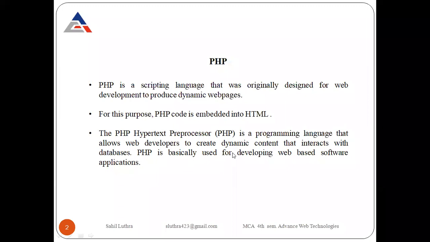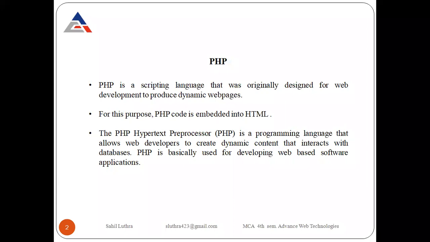After that, PHP is basically used for developing web-based software applications. With the help of PHP, you can develop web-based software or any type of application or any type of website. PHP is very popular as compared to other languages. So the future of PHP is very vast. If we talk about the history of PHP, then PHP was introduced in 1994. Okay, PHP was introduced in 1994, but Java was introduced in 1991. So they both are from the same timing.